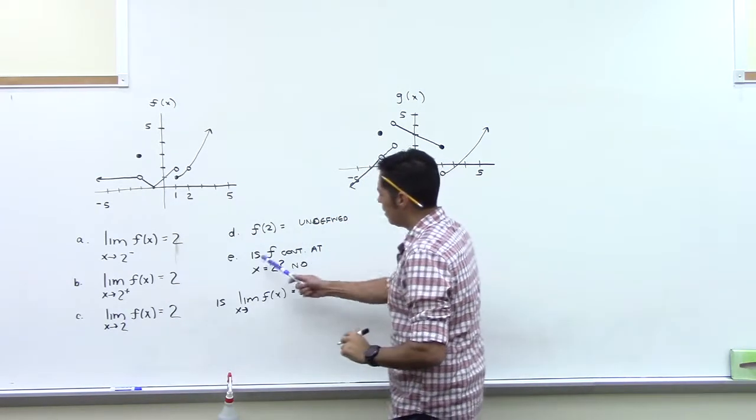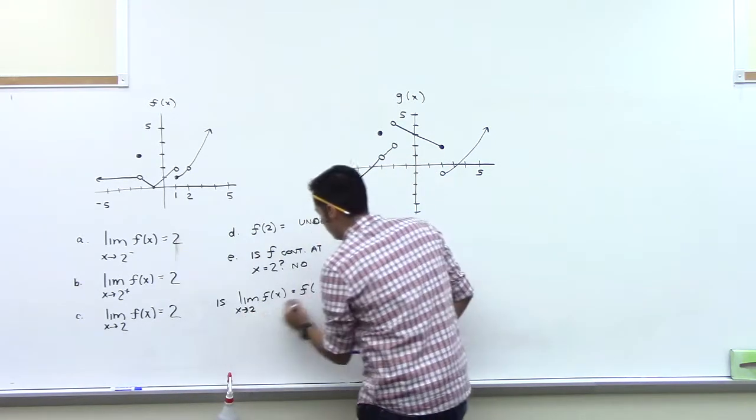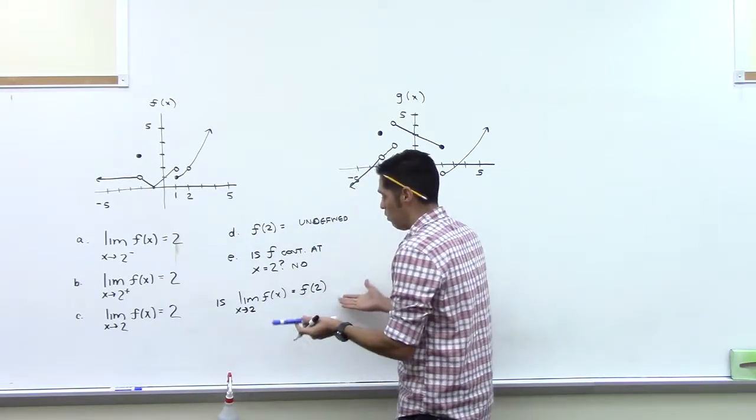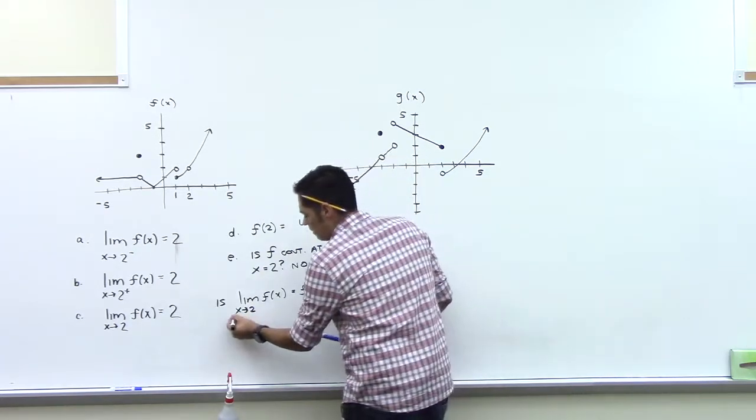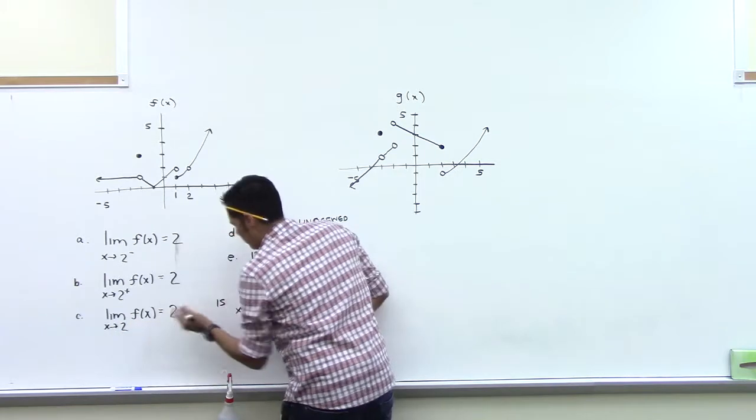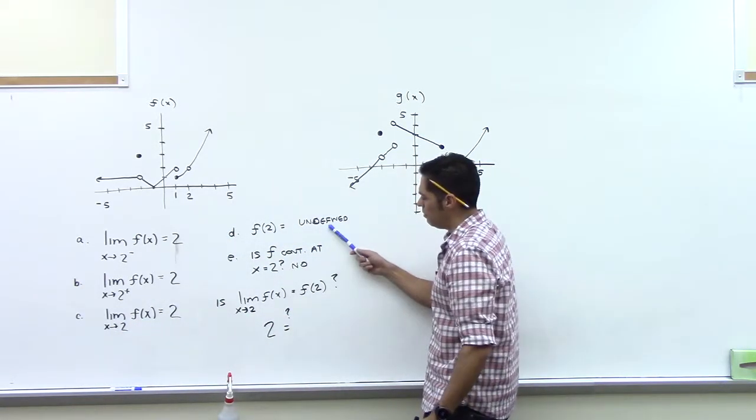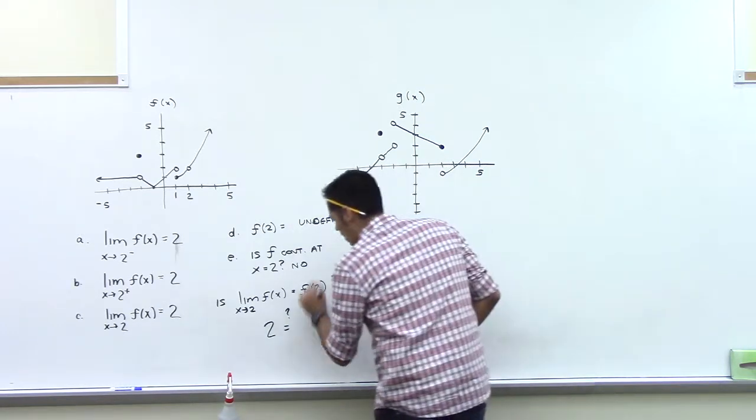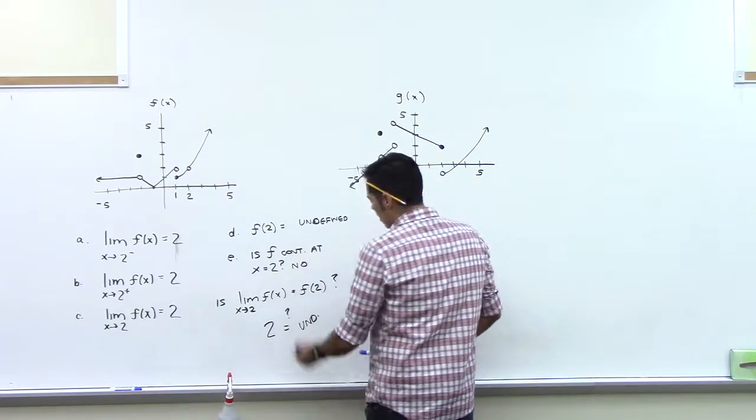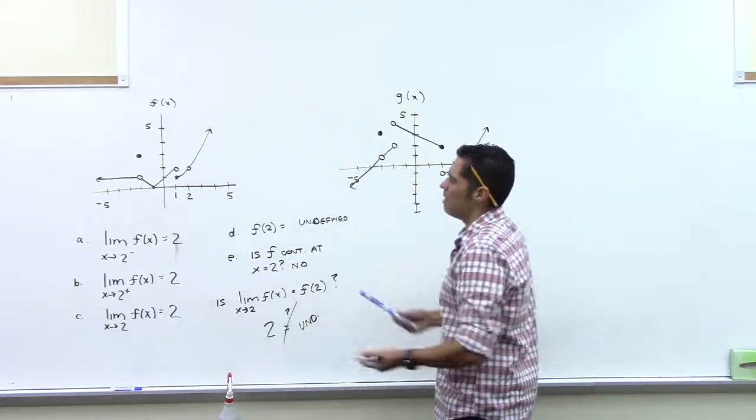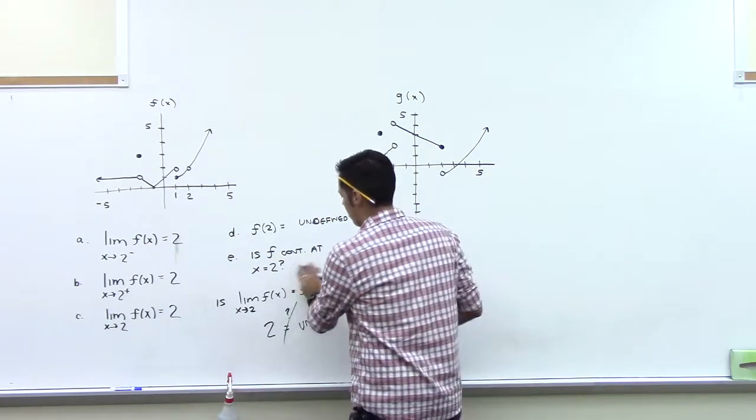And so is it continuous at 2? Well, we need the limit as x approaches 2 to be equal to f of 2 in order for this to work. So this is the question, is this true? Well, this limit is 2. So the left side of this is 2. The question is, is that equal to the function's value at 2? No, because the right side, f of 2, is undefined. I'm just going to put UND. So therefore, they're not equal. Therefore, it's not continuous.